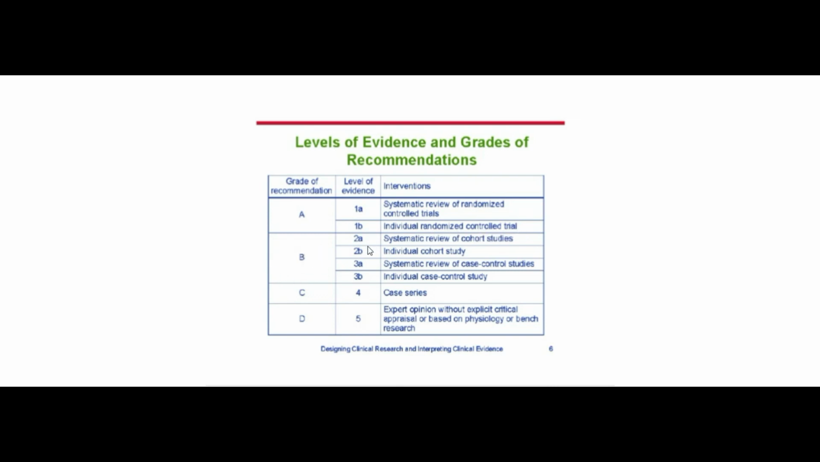Recommendation B has level 2 and 3 of evidence. 2A is systematic review of cohort studies. 2B is individual cohort study. 3A is systematic review of case control studies. 3B is individual case control study. Recommendation C is level of evidence 4, case studies, and the lowest recommendation, D, is level 5 of evidence, which is expert opinion without explicit critical appraisal or based on physiology or bench research.